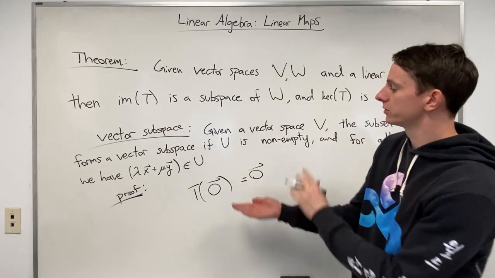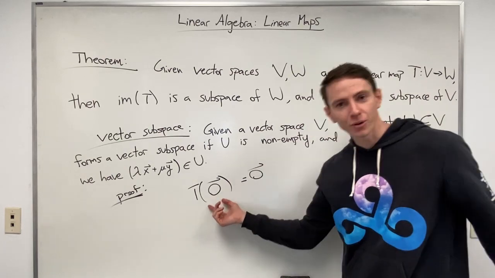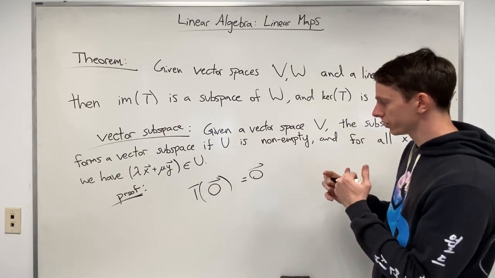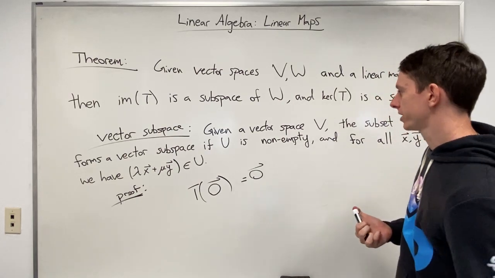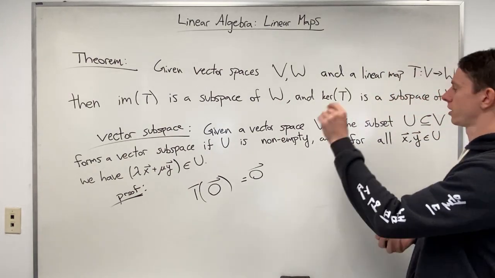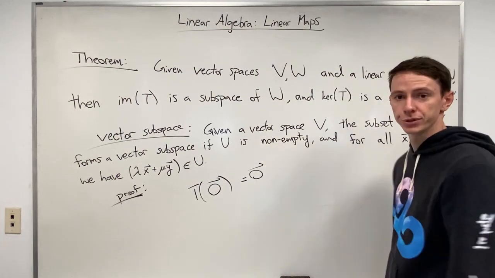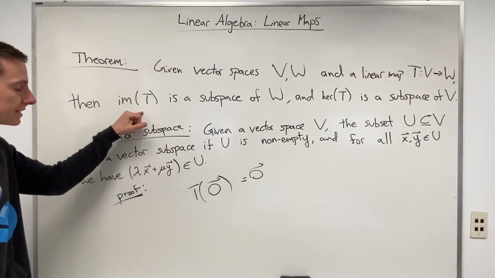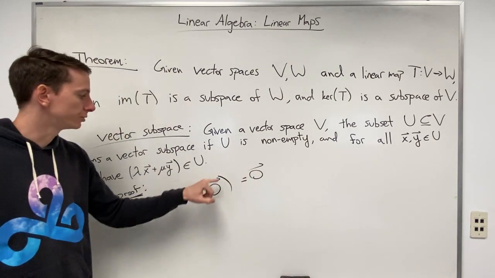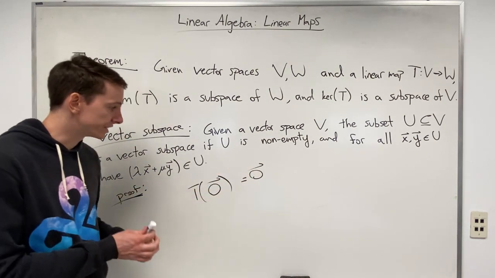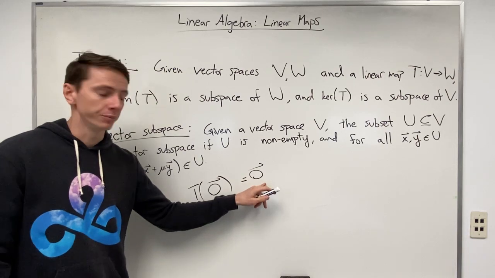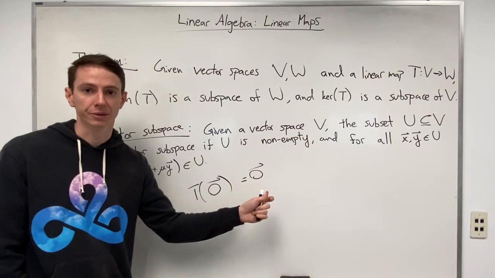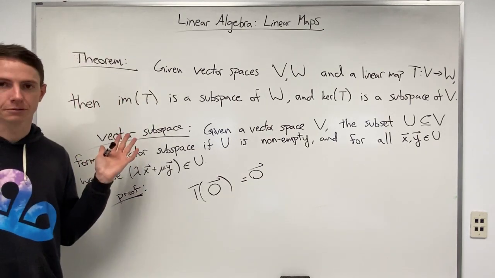Okay? So it's going to map the zero vector in the domain into the zero vector in the codomain. And that immediately is useful, because it immediately checks off the non-empty requirement. Let's see why. The image is the set of elements in the codomain that get mapped to from the domain. We know the zero vector is in the codomain because the zero vector from the domain gets mapped to that element. So the image would be non-empty.